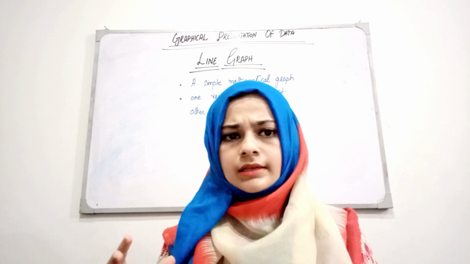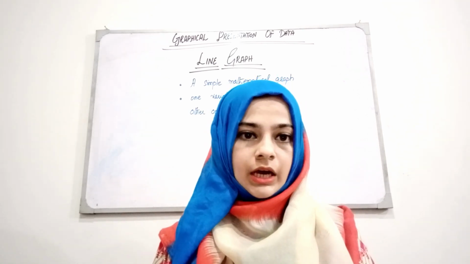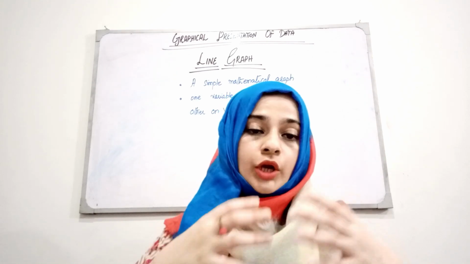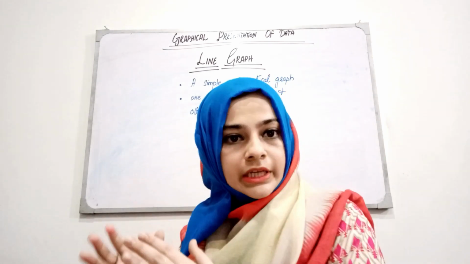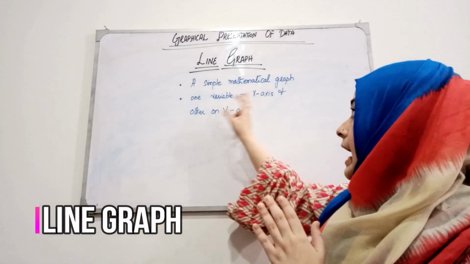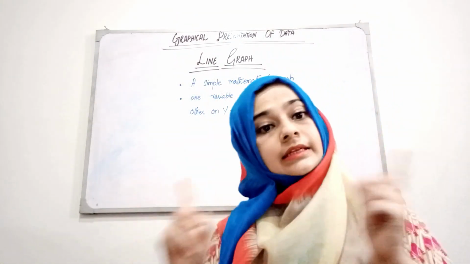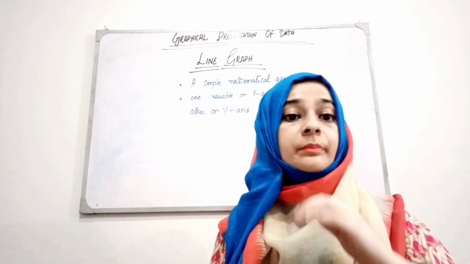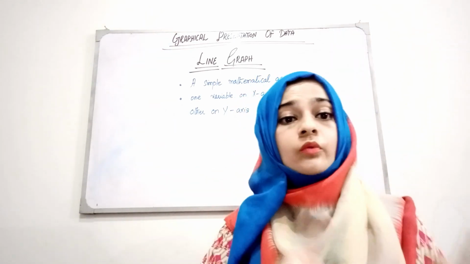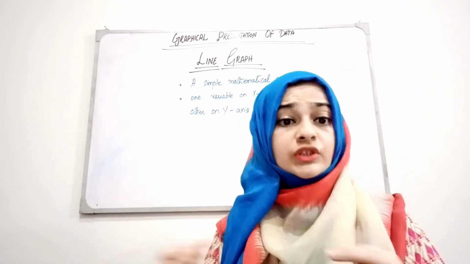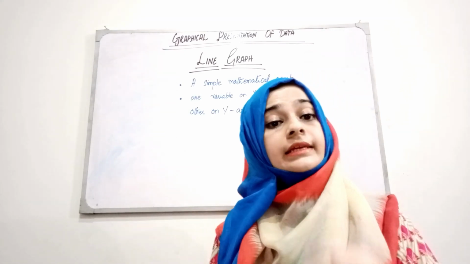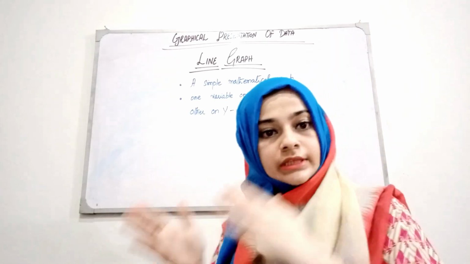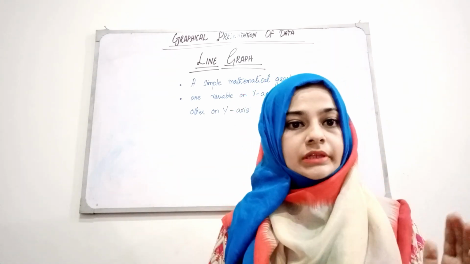A line graph is a simple mathematical graph which is drawn on graph paper by plotting the data collected for one variable on the horizontal x-axis and the other variable on the vertical y-axis. And I've told you that the dependent variable will always lie on the x-axis, which is the horizontal axis, and the independent variable will be on the y-axis, like number of classes on the x-axis and frequency on the y-axis.